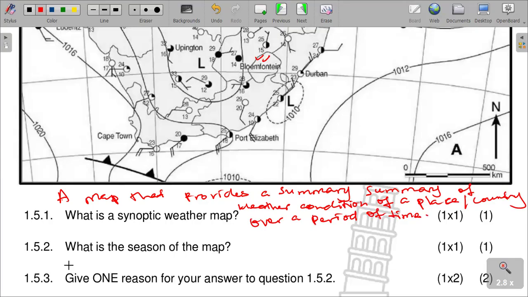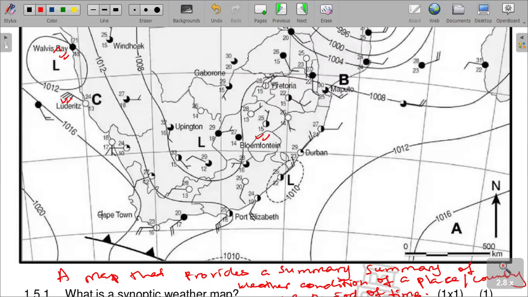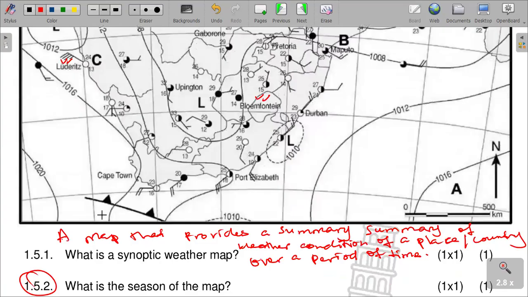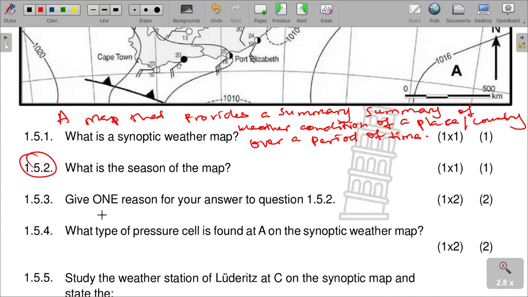In which season is this? I can quickly tell you from the symbols and from what we are seeing there, we can fairly conclude that this is summer. And I'm going to give the reason: there are high temperatures over the interior.